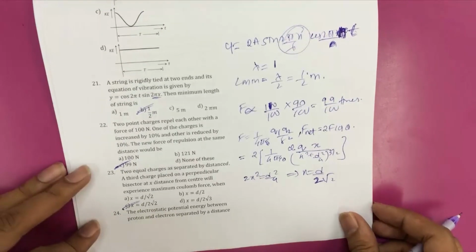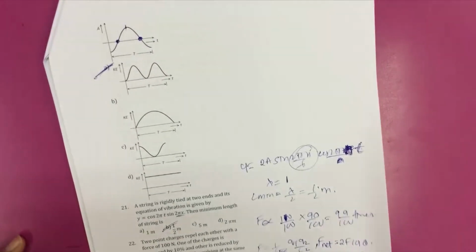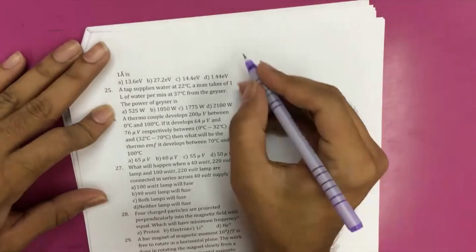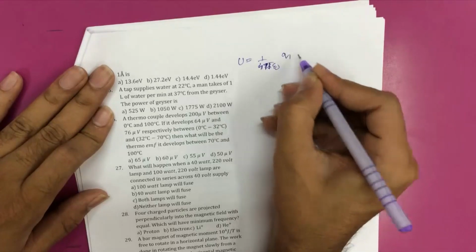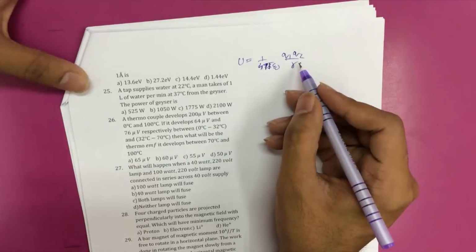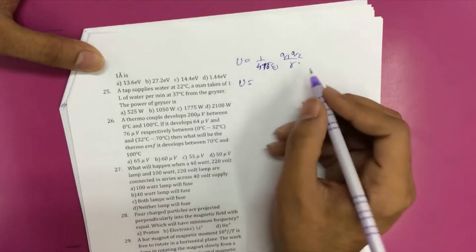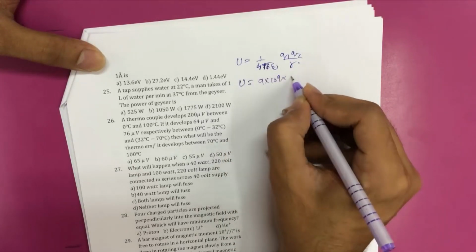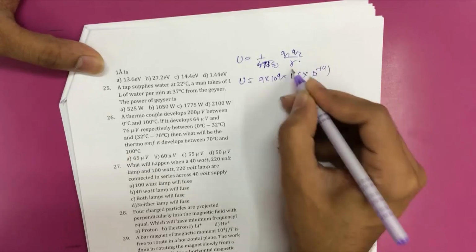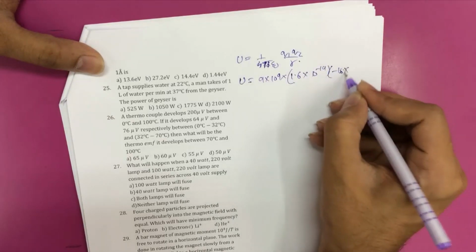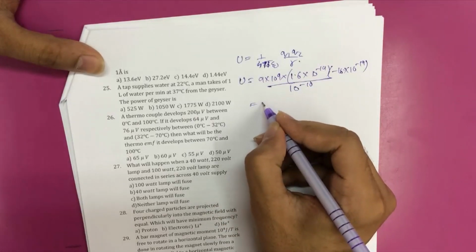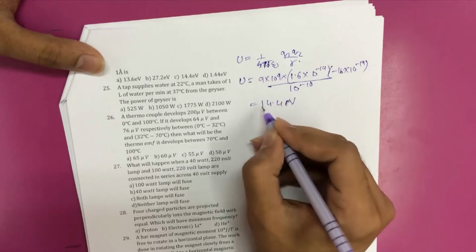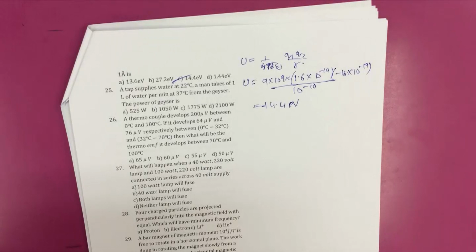Question 24. The electrostatic potential energy between a proton and an electron separated by a distance of 1 angstrom is. U equals, again the same thing, 1 upon 4 pi epsilon 0 q1 q2 by r, that is the potential in this case. Substituting all the values, you have 9 into 10 raised to 9 multiplied by the charge of the electron, minus 1.6 into 10 raised to minus 19, divided by 10 raised to minus 10. You will get the answer as 14.4 eV with a negative sign. So option C would be your correct answer.